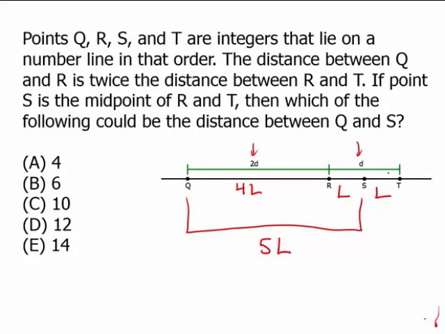Now, what do we know about L? L is the distance between two integers, so it has to be a positive integer. That's all we know. L could be any positive integer, large or small, but we notice that this distance is 5 times a positive integer. In other words, it must be a multiple of 5. Well, that's very interesting. It has to be a multiple of 5. The only answer choice that is a multiple of 5 is answer choice C.